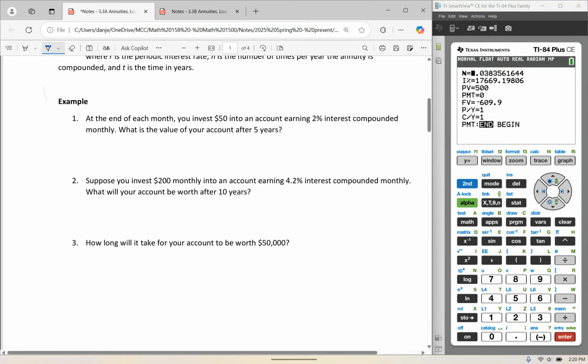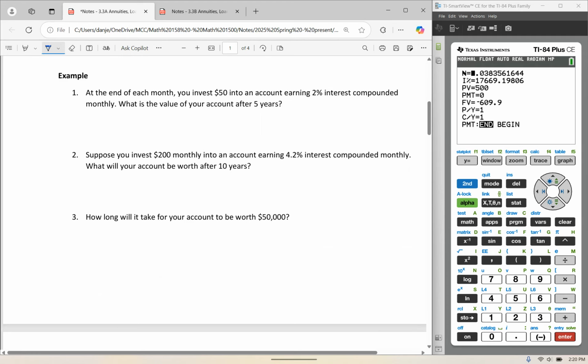So let's look at some examples. Example 1, at the end of each month. If you notice all the way down at the bottom of the TVM solver, where it says payment, end or begin, everything in my videos is going to be as if we put our money in at the end of the month. Our payment is due at the end of the month, and interest is paid at the end of the month. If you have an account where you're putting your money in at the beginning of the month, you would simply switch that payment to begin.